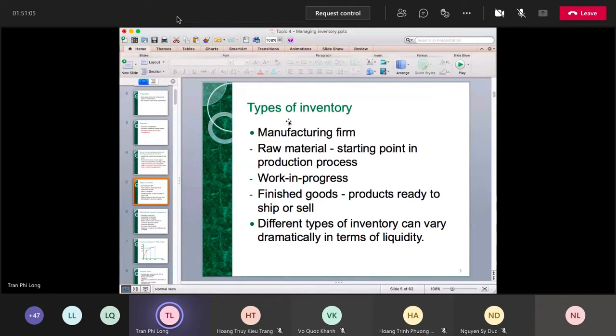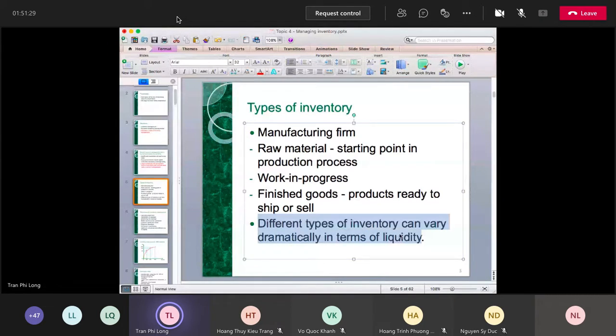This slide shows you the type of inventory. So for the manufacturing firm, we have the raw materials. We have the work in progress, and we have the finished goods. And different type of inventory can vary dramatically in terms of liquidity. I remember I told you which one has the highest liquidity, right? So, okay, let's see.